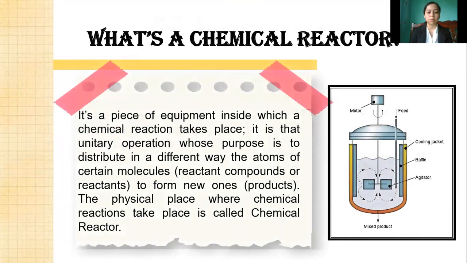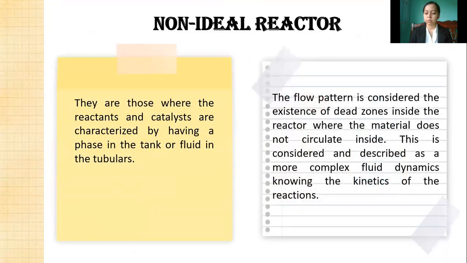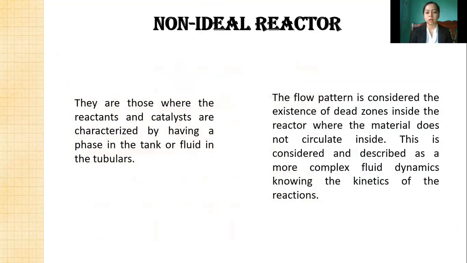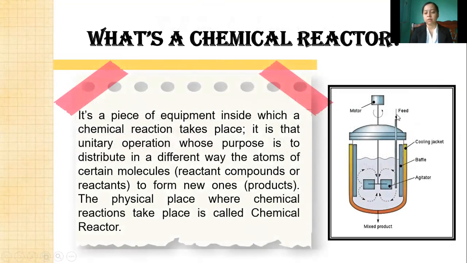The purpose of the operation is to redistribute atoms or certain molecules. Reactants come in, and the part where the chemical reaction takes place is called the chemical reactor. The feed, motor, baffle, and mixed product.